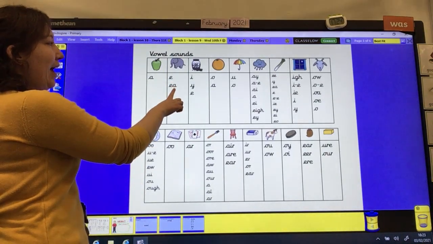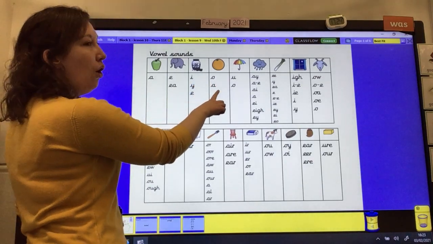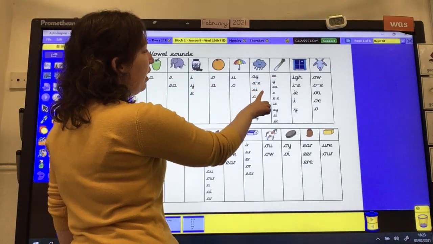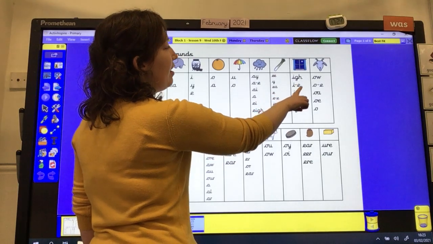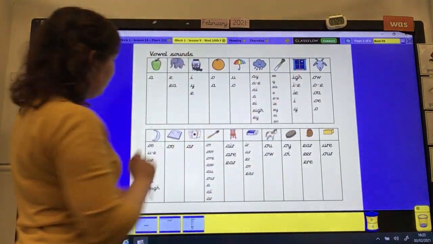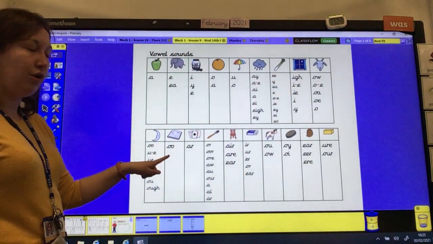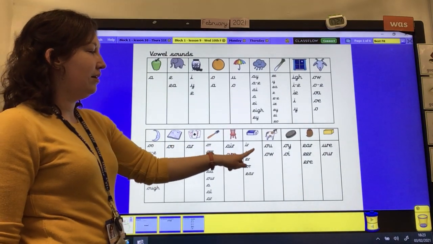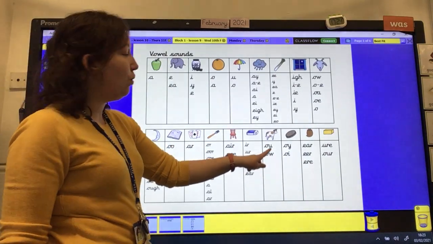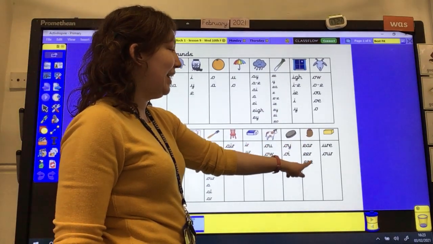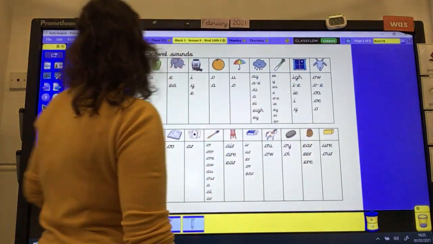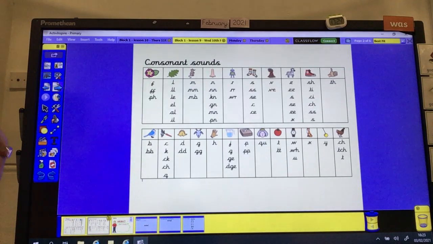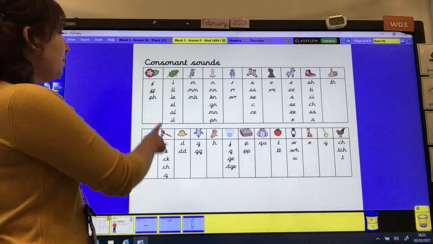A, I, O, A, E, I, O, U, O, ow, oi, ear, and yaw. Well done. And then moving on to our consonant sounds.